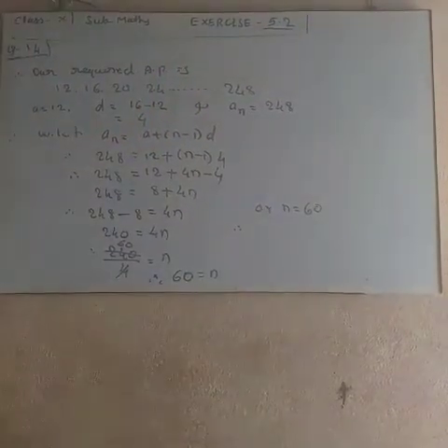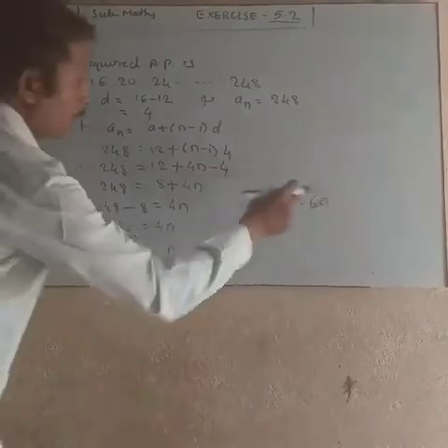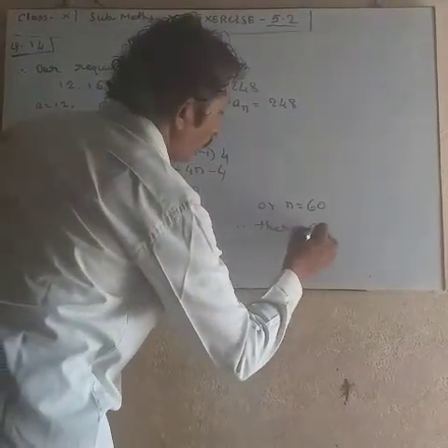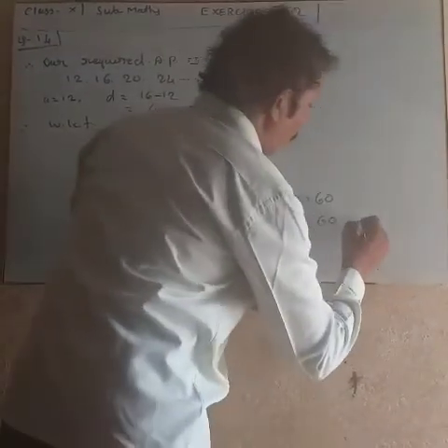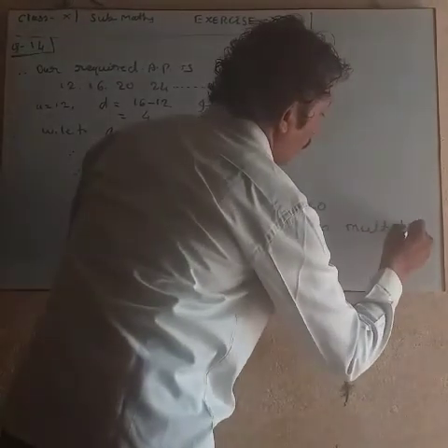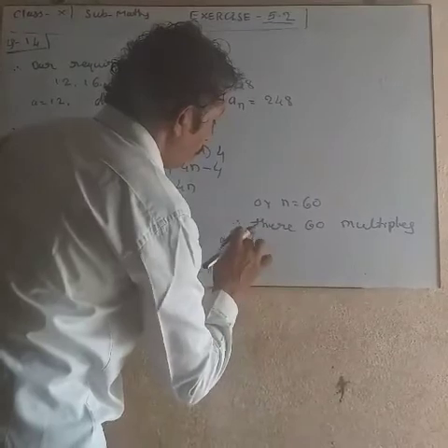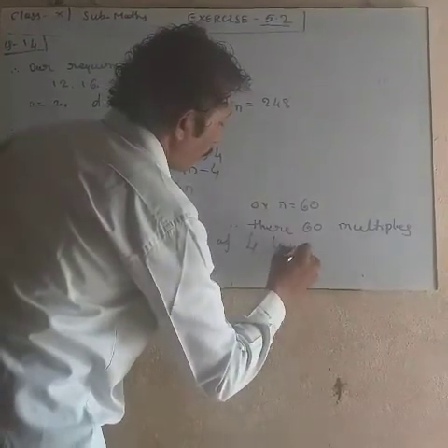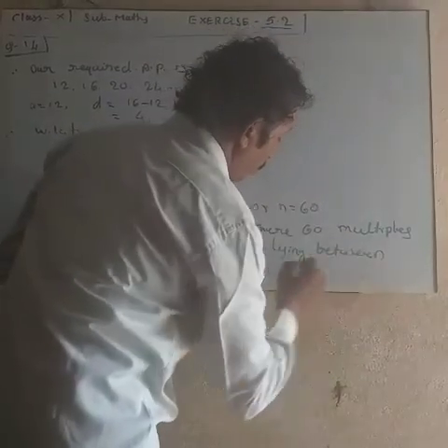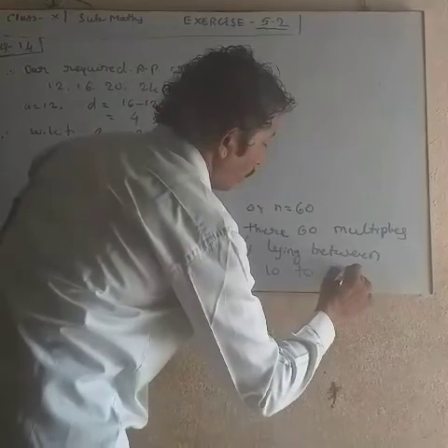Therefore the number of multiples of 4 lying between 10 to 250 is 60. Therefore there are 60 multiples of 4 lying between 10 to 250.